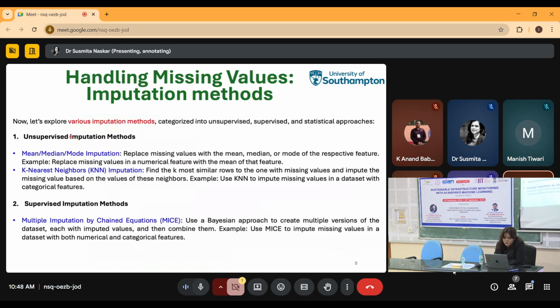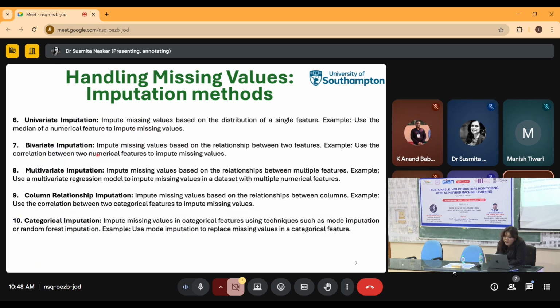That means you start with one of the easiest ones, that is, mean, median or mode imputation, and then according to what you need, you can go ahead with the more complicated ones, right? And you can also move into the multivariate as well. Multivariate is nothing but it uses several predictors at once. That means it uses some kind of multivariate regression. It can use some kind of random forest imputer.